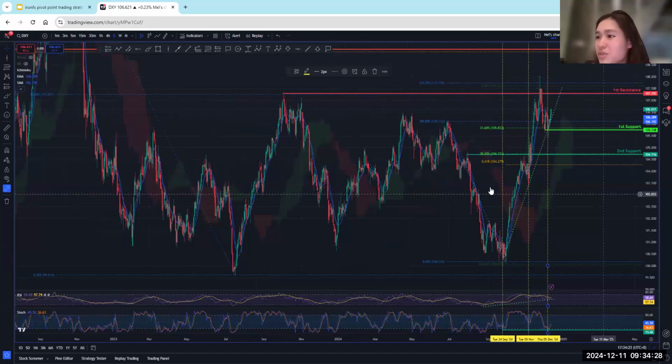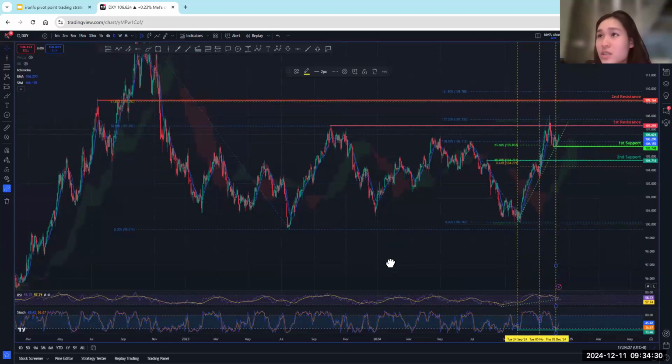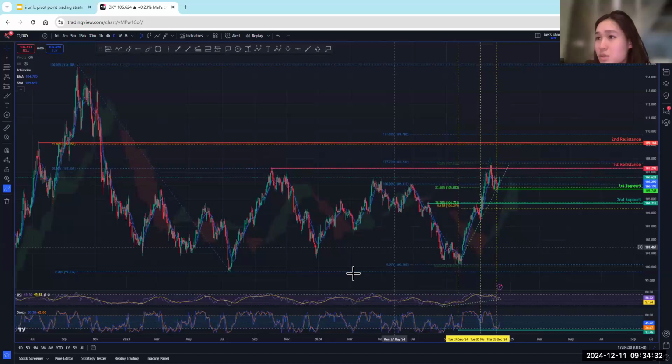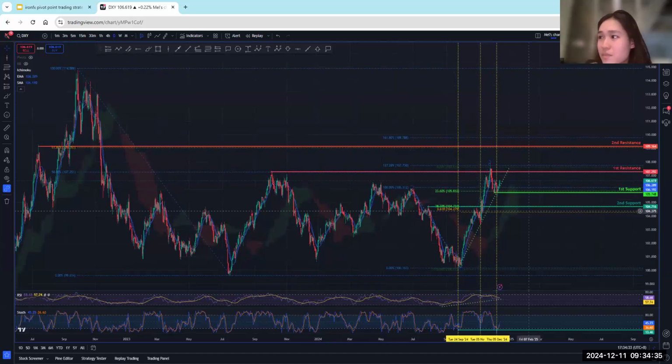My TradingView is a little bit laggy today. Not sure why, but yeah. Let me know if you guys can't see or it's not clear.